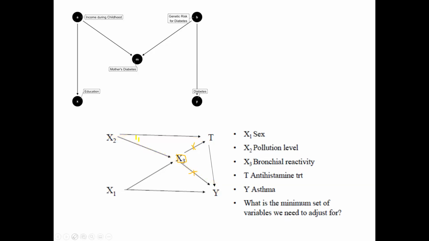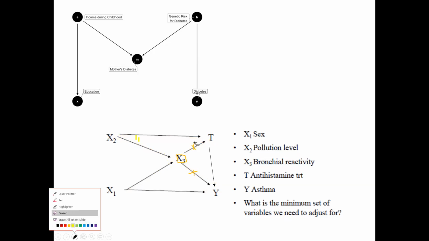Now, what other paths do I still have? I still have the T, X3, X1, Y path. This path is also a backdoor path. In a backdoor path, I need to adjust for any variable in the path. Just to remind you, it's a backdoor path because the arrow is pointing toward the exposure. I already adjusted on X3, so this path is closed. I don't have any more problem with this path. So this is done.